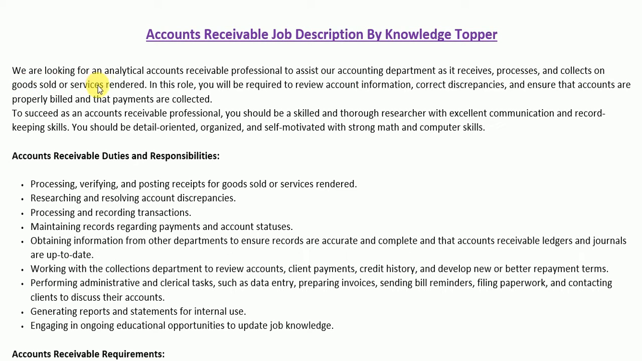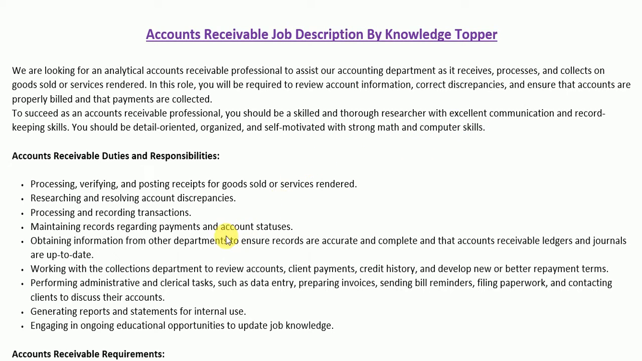We are looking for an analytical accounts receivable professional to assist our accounting department as it receives, processes, and collects on goods sold or services rendered. In this role, you will be required to review account information, correct discrepancies, and ensure that accounts are properly billed and that payments are collected. To succeed as an accounts receivable professional, you should be a skilled and thorough researcher with excellent communication and record keeping skills. You should be detail oriented, organized, and self motivated with strong math and computer skills. So, this is our job summary paragraph.